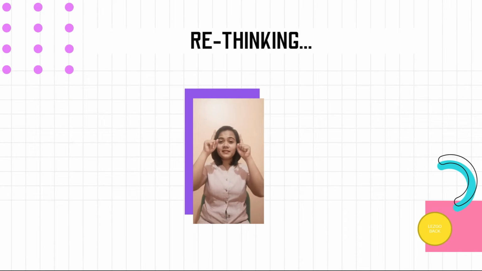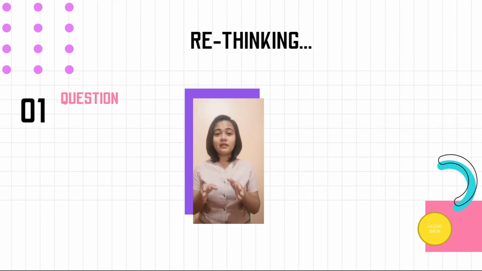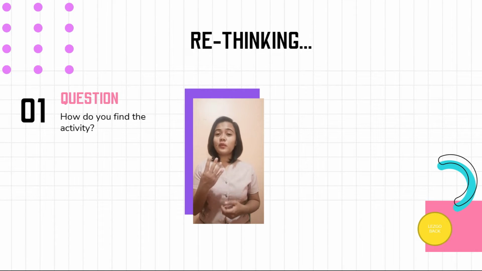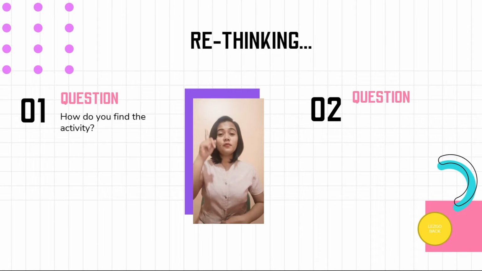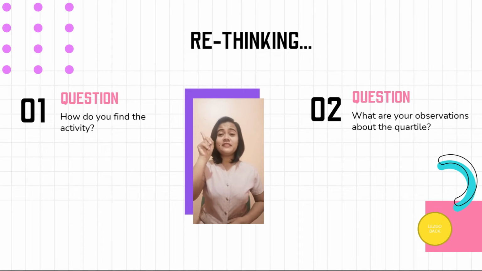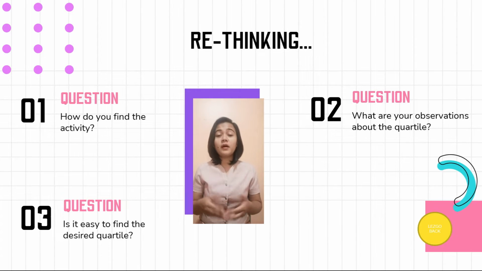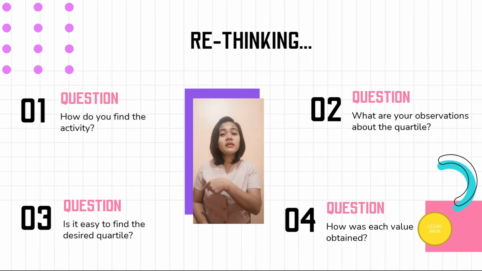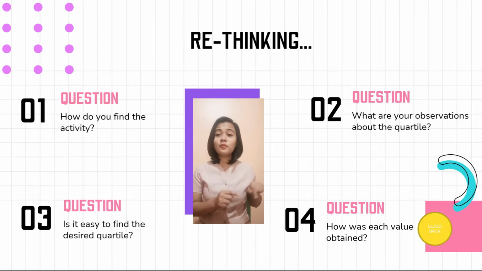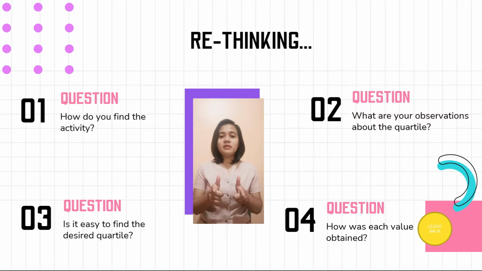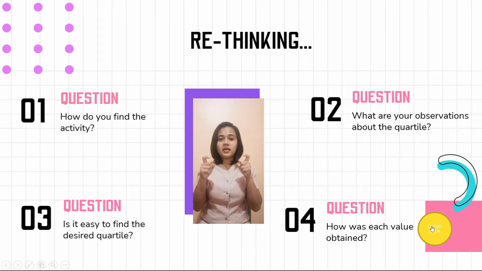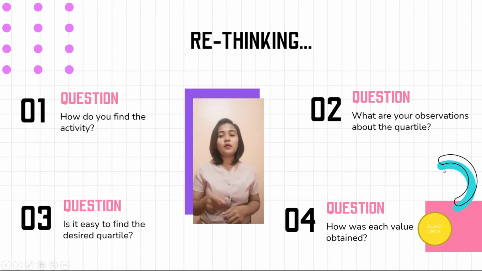For the rethinking part, I want you to answer the 4 questions that follow. Number 1, how did you find the activity? Number 2, what are the observations that you have about the quartile? Question number 3, is it easy to find the desired quartile? And question number 4, how was each value obtained? Now, let me know your answer. Write them on a piece of paper, take a picture, and send it to me through email or by messenger.